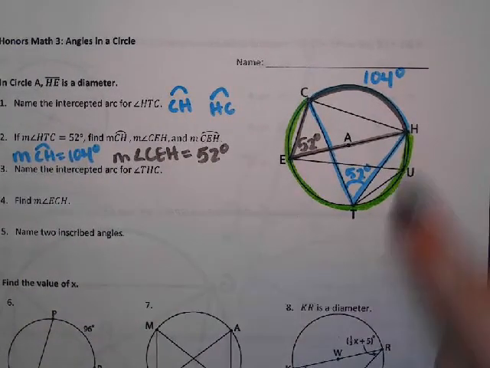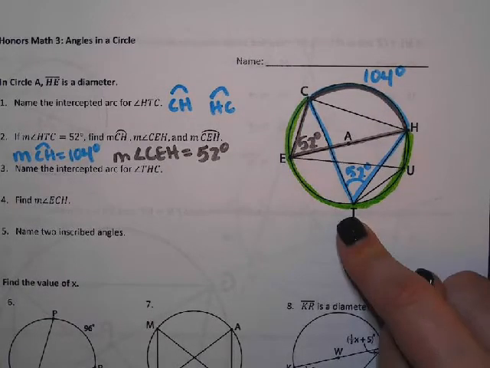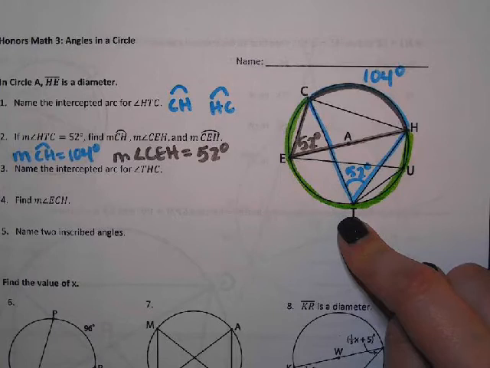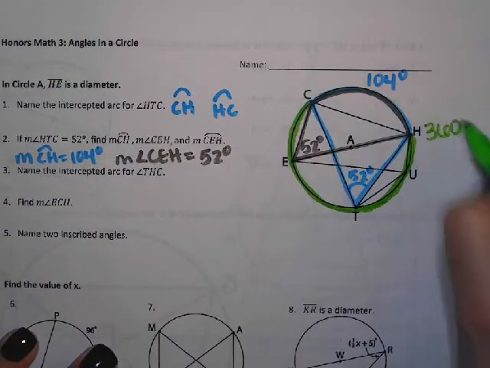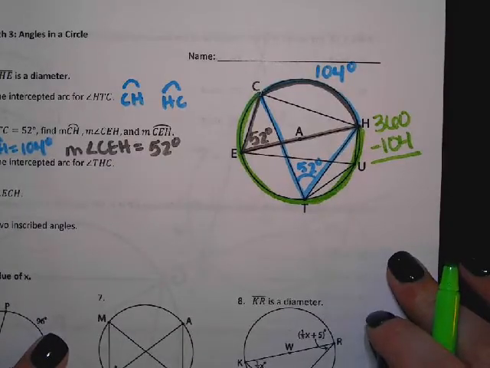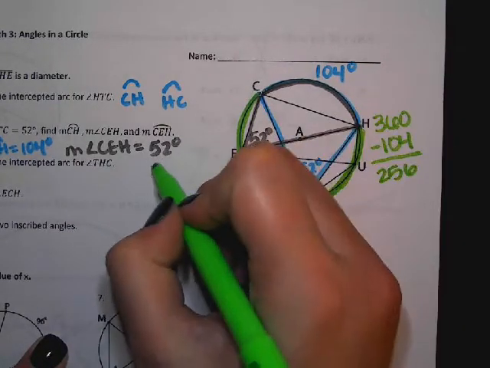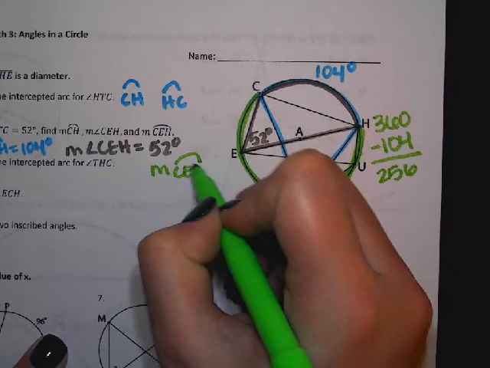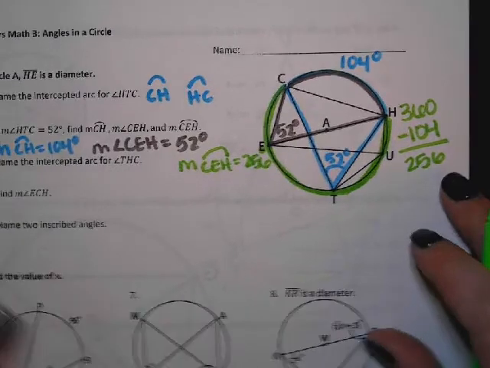So if the first part of the circle is 104 degrees, how do we figure out what the measure of the arc is for the rest of the circle? Subtract it from 360. So an entire circle has 360 degrees. So if we do 360 degrees and we subtract off 104, what do we get? 256. So that means the measure of arc CEH is 256 degrees.